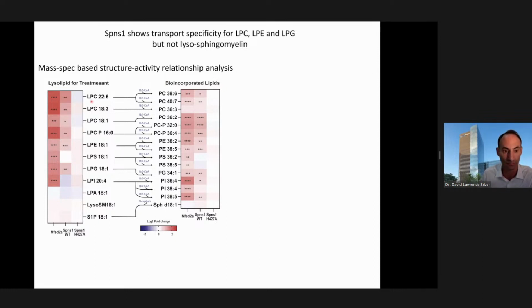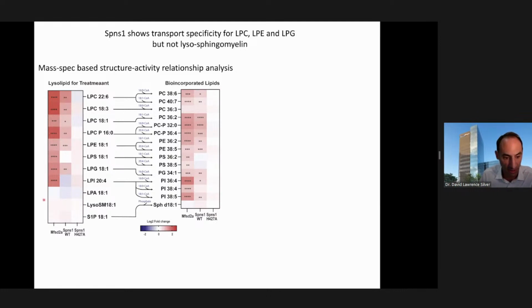So if you look at LPC 22:6, that gets esterified with either a 16-carbon fatty acid or an 18:1 fatty acid to produce these two phosphatidylcholines, 38:6. And again, if you're not familiar with the nomenclature, the first number is the number of carbons. The second, after the colon, is the number of double bonds. What did we find? Comparing to MFSE2A and a control, which is our histidine 427 alanine mutant, which is dead for LPC transport, we see that there's a lot of similarity between what MFSE2A and SPINS1 can transport, with several exceptions. One is that MFSE2A can transport LPI and LPS, whereas SPINS1 does not.